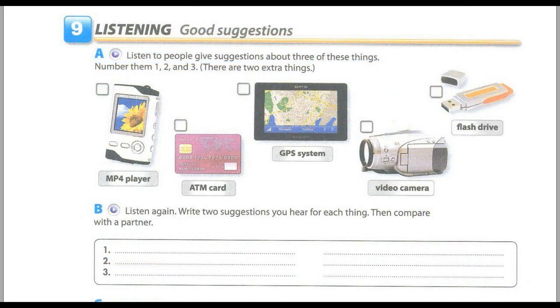Page 48, Exercise 9, Listening. Good suggestions. Part A. Listen to people give suggestions about 3 of these things. Number them 1, 2, and 3. There are 2 extra things.